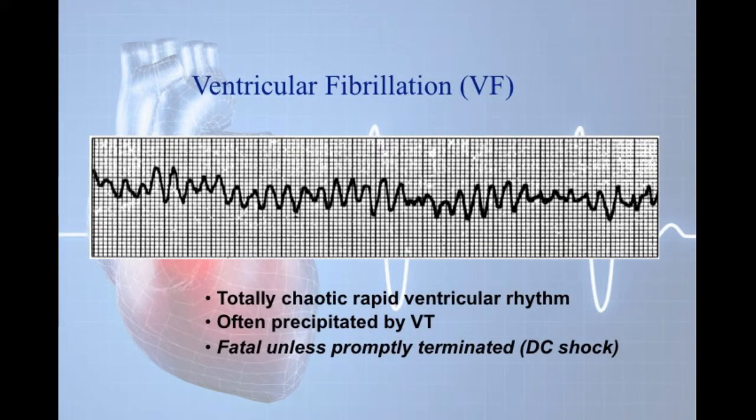This should be a very easy rhythm to identify. This is obviously coarse VFib. It's obviously chaotic. These are usually precipitated by VTAC. That's why when you have a patient in VTAC, you want to be very aggressive in treatment and assessment of those patients.